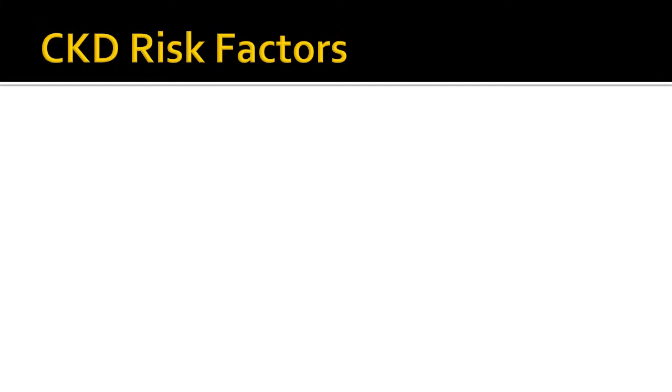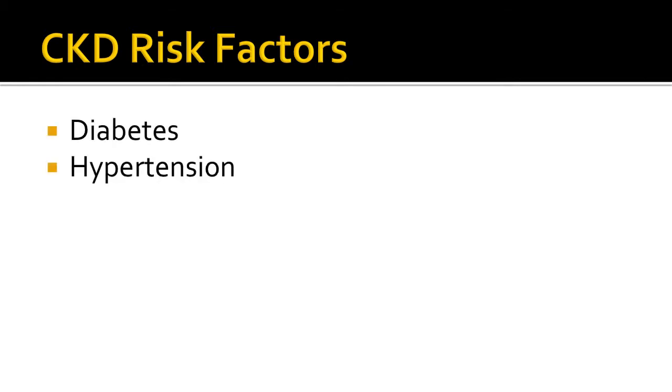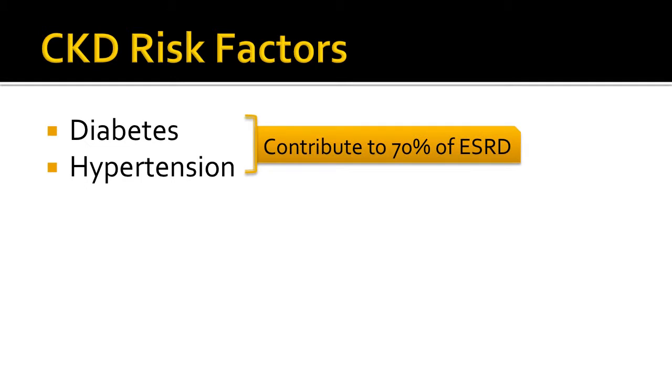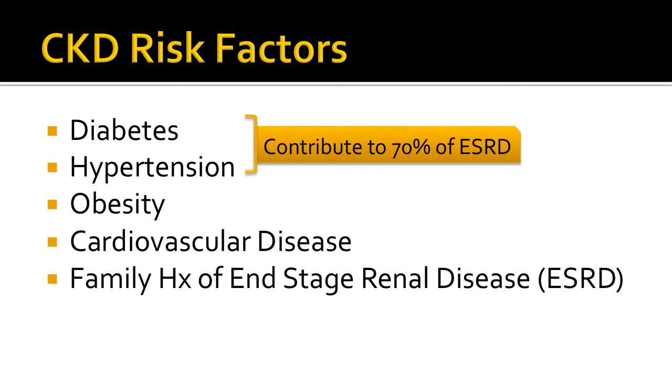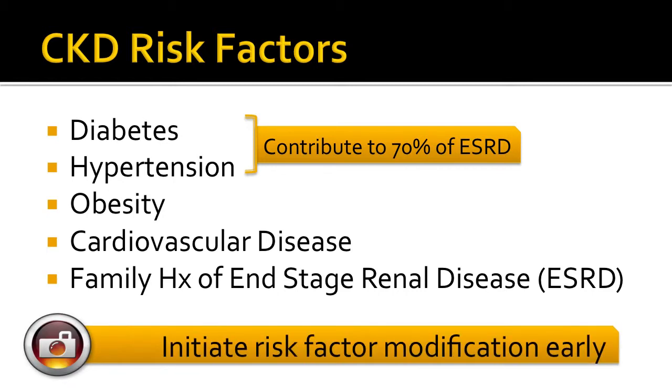Let's begin by identifying prevalent at-risk groups you will see in your practice. 2 risk factors keep all patients at high risk: diabetes and hypertension. More than 70% of end-stage renal disease is attributable to these 2 diagnoses. Obesity, cardiovascular disease, and a family history of ESRD, particularly a first-degree relative, also contribute to increased risk. A frank and open discussion about addressing and altering modifiable risk factors must be initiated with your patients.